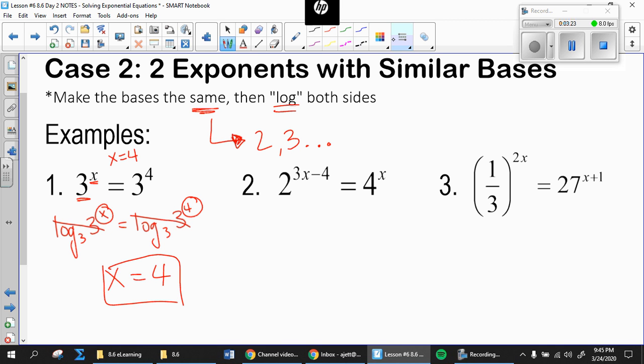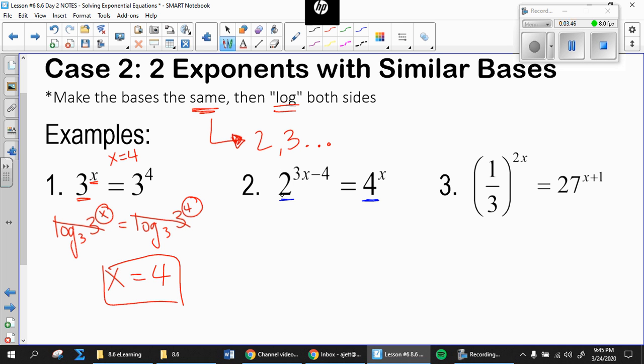Now the difference here is when these bases are not the same. So now I have a harder time just looking at this and deciding what they equal. So what we're going to do to get it to look like example number 1, where we had base 3 and base 3, is we're going to have to manipulate this to make both of these bases the same.